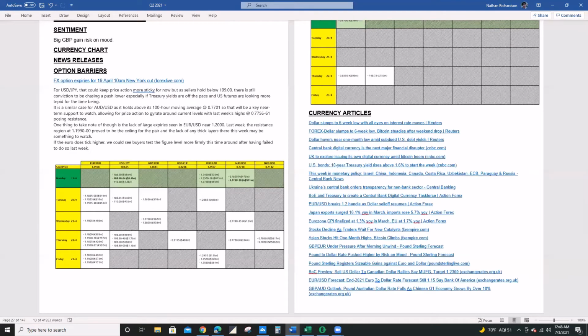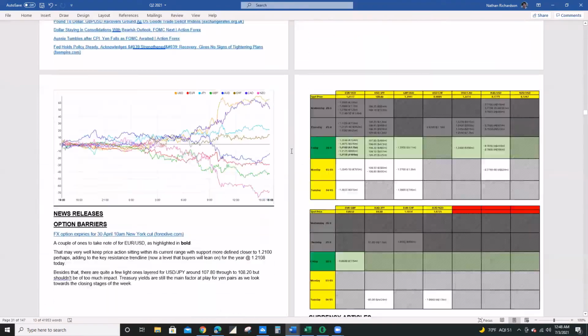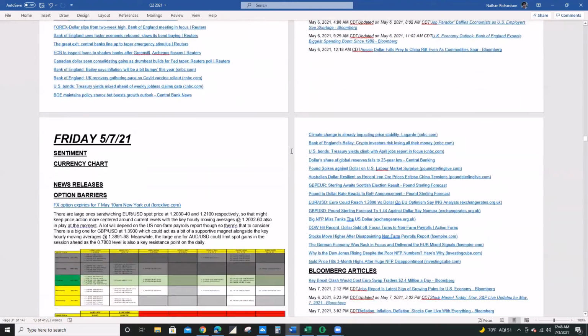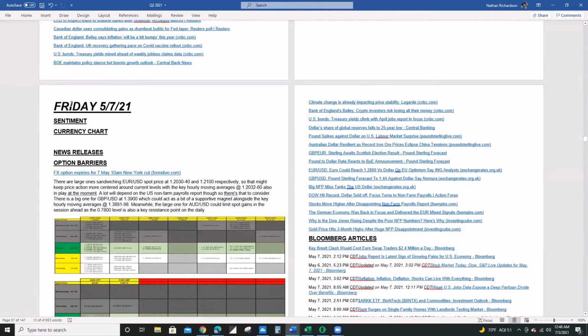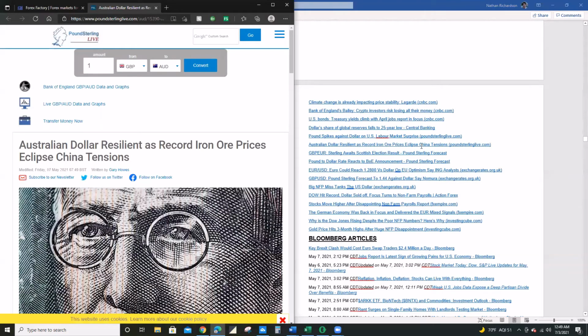Also, currencies already pay me, but like I said in the first thing, you can use these to find opportunities. I should have had a couple more ready to go, but I remember there was one in May, because I'm all about the currencies. Oh yeah, Friday, May 7th. This article right here: Australian dollar resilient as iron ore prices eclipse China tensions. So that tells me the Australian dollar is going to be doing pretty good because of iron ore surging. It says this came out May 7th, 7:49 BST.